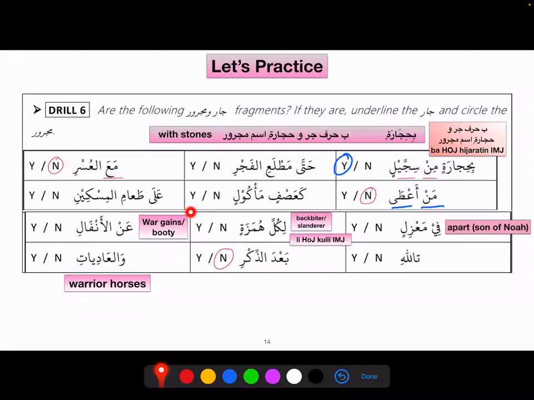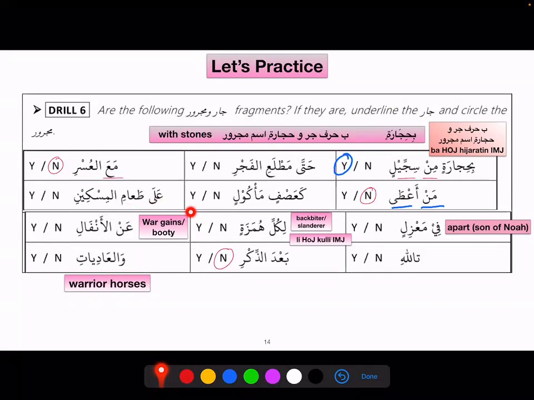Yes. Okay, then we have ma'al usri. No, again, this is a fragment, but a different fragment that we did not learn yet. So it is not a Jar-Majrur fragment. Then ala ta'ami. Ala is a harf of jar and ta'ami is a majrur. Very good.